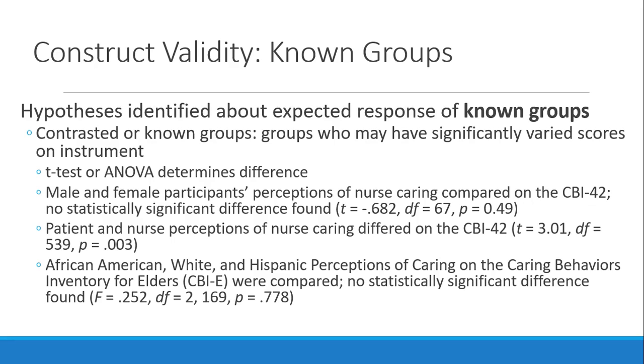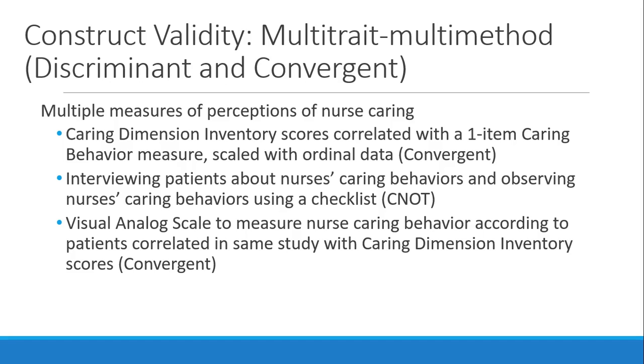And finally, on the caring behaviors inventory for elders, people were compared by the nominal characteristic of race, American, African American, white, and Hispanic perceptions of caring, and there was no statistically significant difference. You used an ANOVA or an F-test to document that. There's also a way to do construct validity using what is called the multitrait-multimethod approach. So discriminant and convergent validity fall under here.